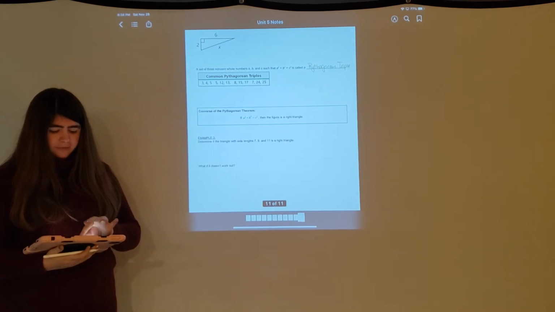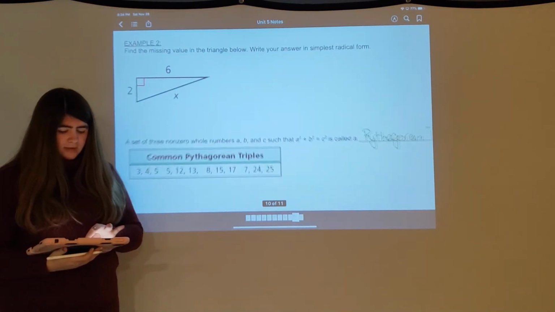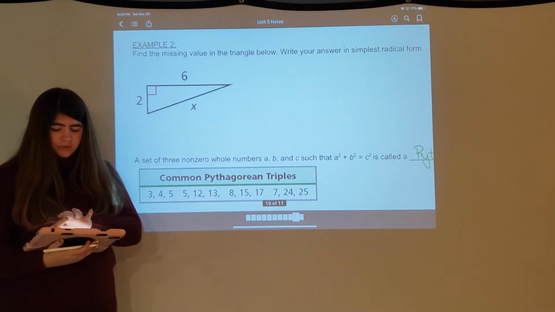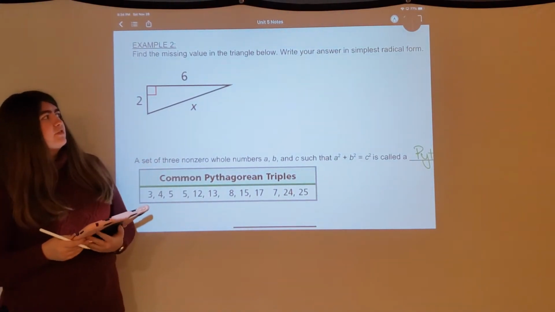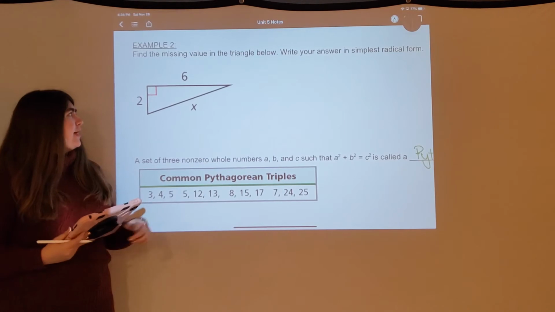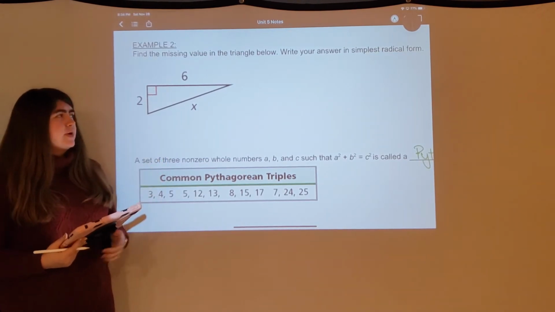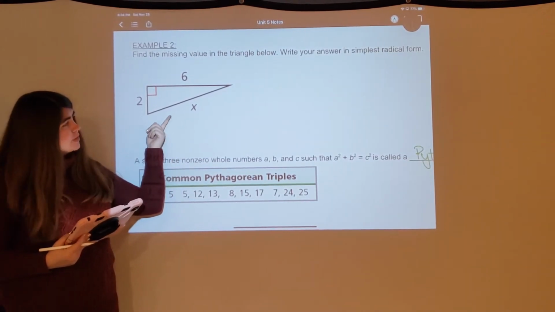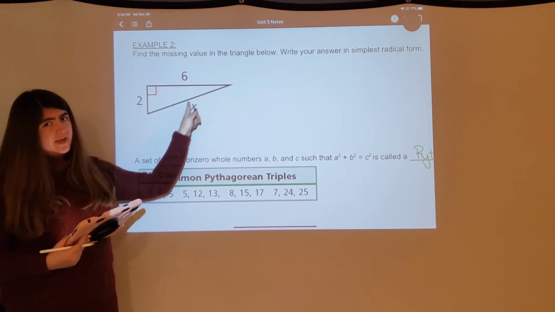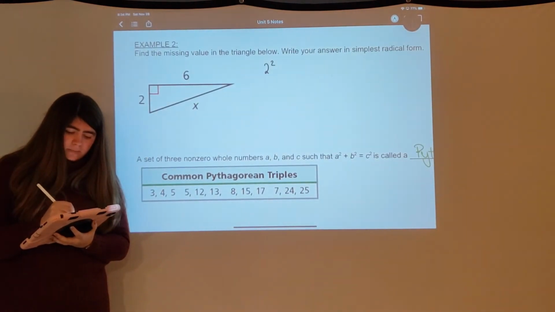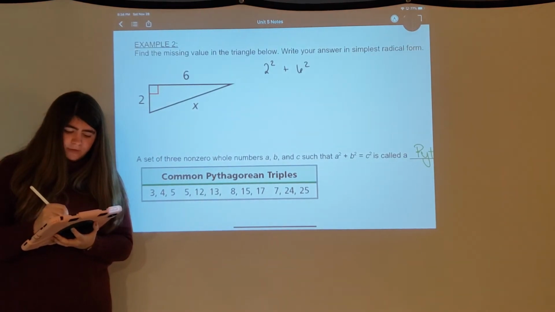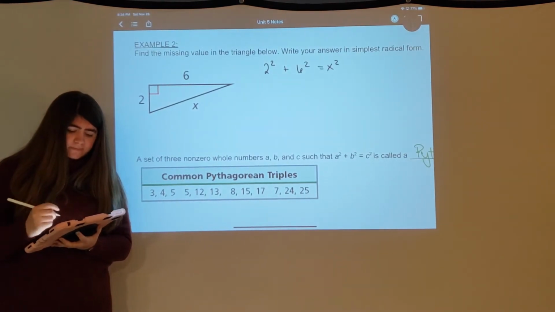Now let's take a look at solving using the Pythagorean Theorem and writing our answers in simplest radical form. Example 2 says to find the missing value of the triangle below and to write your answer in simplest radical form. So I have 2 squared plus 6 squared equals my hypotenuse, which is c squared, or in this case, x squared.